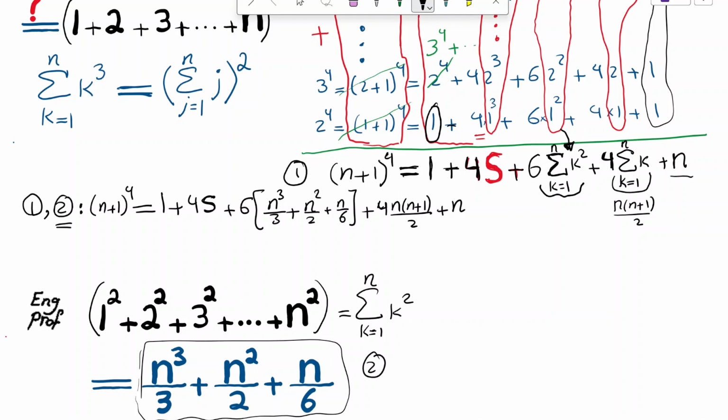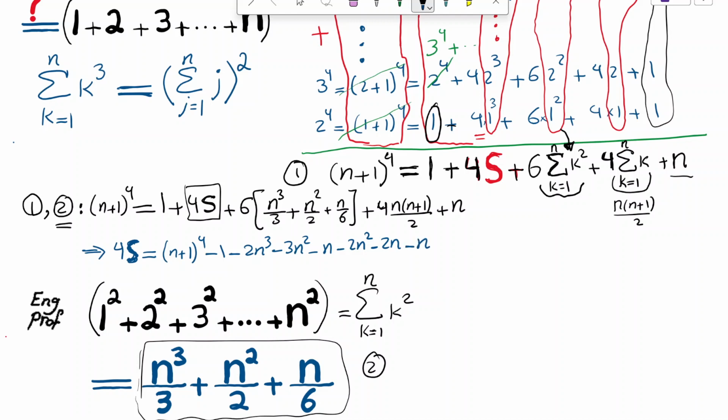Okay, almost done. I need to keep this here, but I can move everything to the other side. So what I can say now is 4s, the summation that I'm interested in, the sum of integer cubes, is equal to, let's just simplify, n plus 1 to the power 4, and then minus 1, minus 2n cubed minus 3n squared minus n plus n, and then plus 2n squared, sorry, let me just make sure I'm not missing something. So minus n, and then we have minus 2n squared minus 2n, and then finally we have minus n.